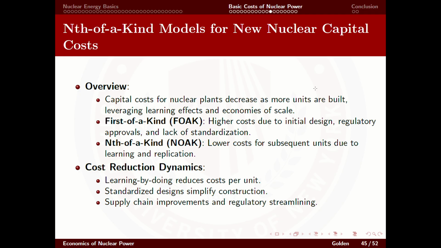And then standardized design simplifies construction, and you have supply chain improvements. Basically, people are learning how to build nuclear plants. The first one was very expensive, and then everyone after that has a much lower cost. This is if you have the same designs.